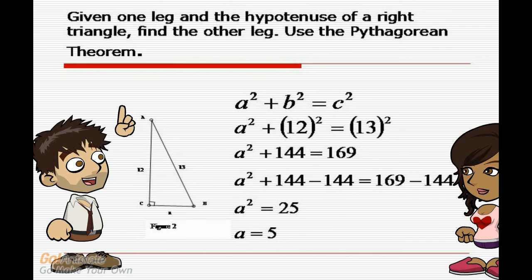In this problem, we are given the hypotenuse, c, and one leg that I will call b. We can substitute and solve for a. a squared plus 12 squared equals 13 squared. Squaring gives us a squared plus 144 equals 169. Subtracting 144 from both sides gives us a squared equals 25 or a equals 5. Thank you, Tiffany. Now it's your turn, Eric.